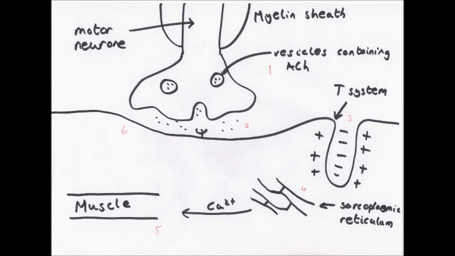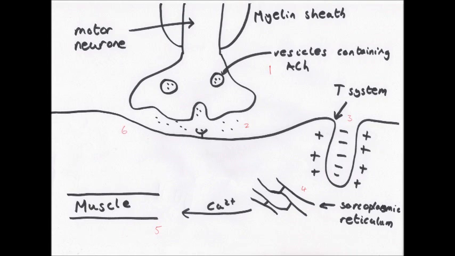And to make sure this doesn't happen continuously, just like in a synapse, acetylcholinesterase in the gap breaks down acetylcholine, so the contraction doesn't occur forever. I hope that makes sense. Basically, if you understand synaptic transmission, it's very similar. Just replace synaptic with neuromuscular, and just know the T system goes to sarcoplasmic reticulum, which releases calcium ions.